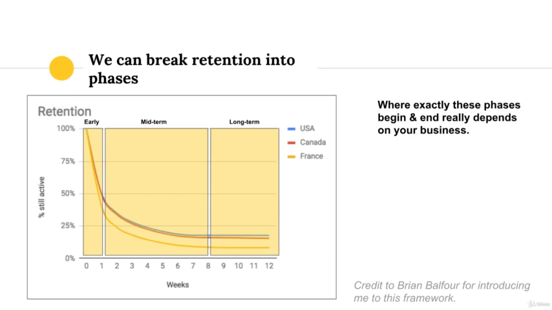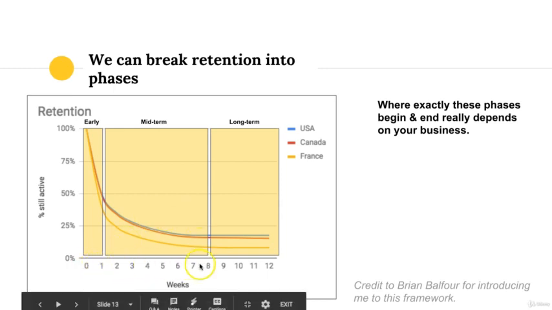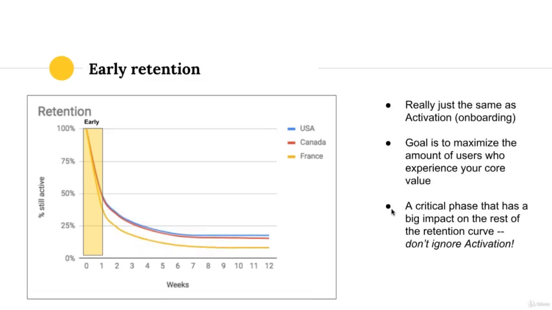Well, we can break this goal down into phases as we did before. So retention can be broken down into 3 distinct phases: early, midterm, and long-term. And where exactly these phases begin and end really does depend on your business, so don't take these time marks too seriously. Early retention is really just the same as activation. It's your onboarding phase. So the goal there, as before, is to maximize the amount of users who experience your core value.